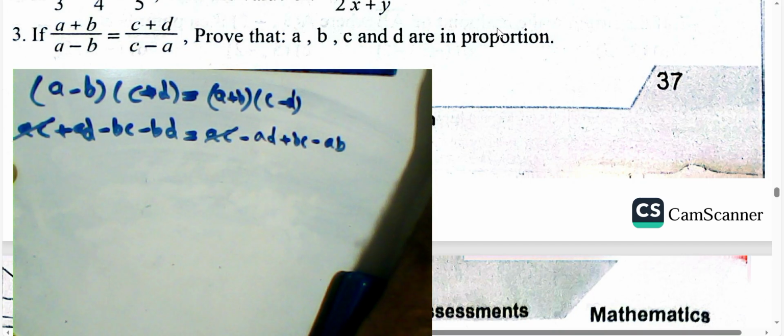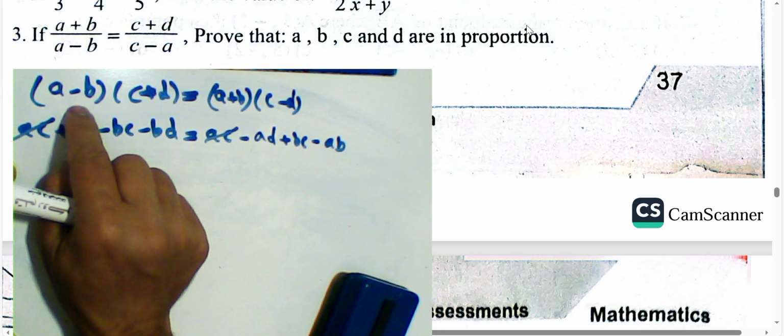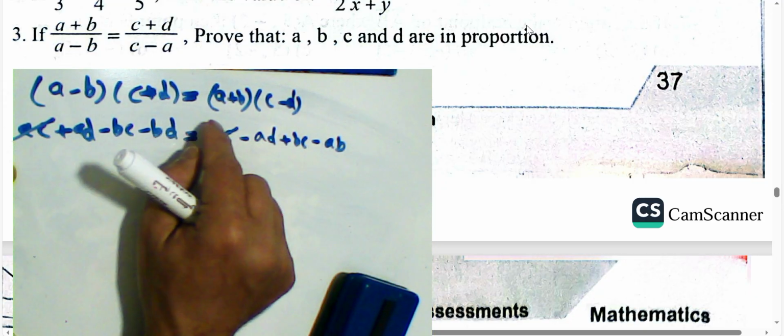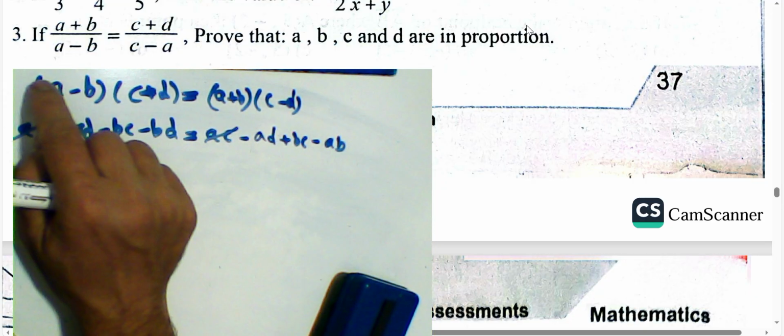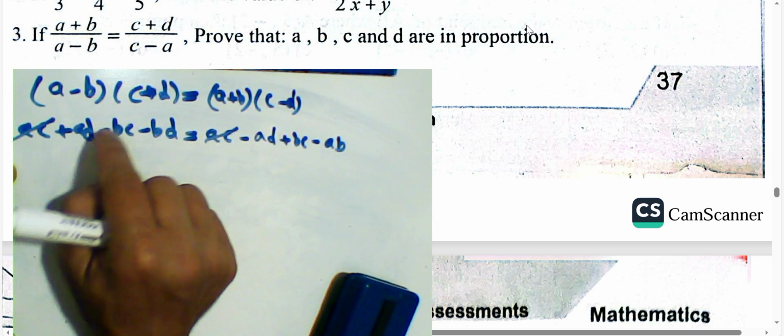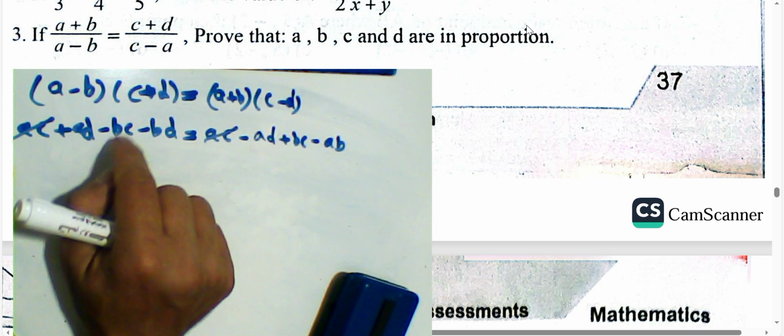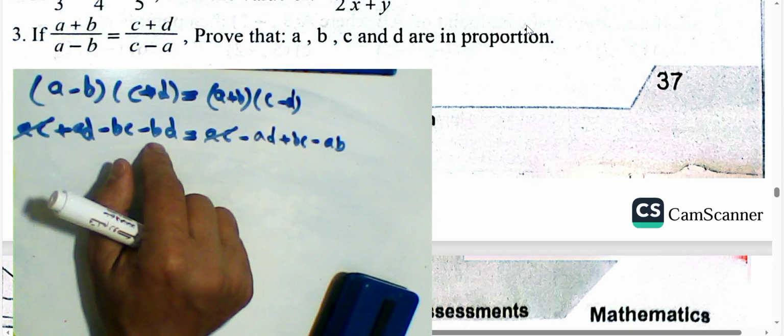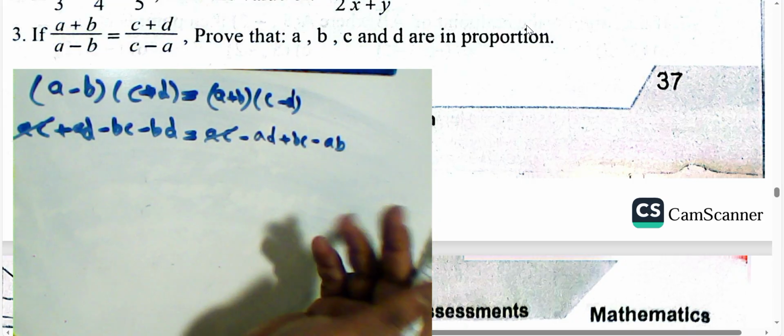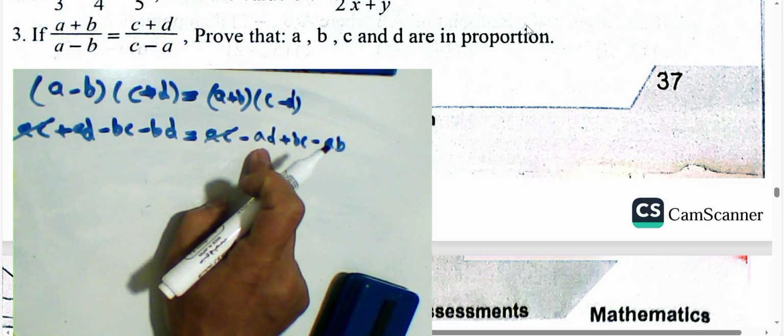Okay, again, (A minus B) times (C plus D) equals (A plus B) times (C minus D). A times C equals AC. A times D, AD. Negative B times C, negative BC. Negative B times D, negative BD. And also A times C, AC. A times negative D, negative AD.